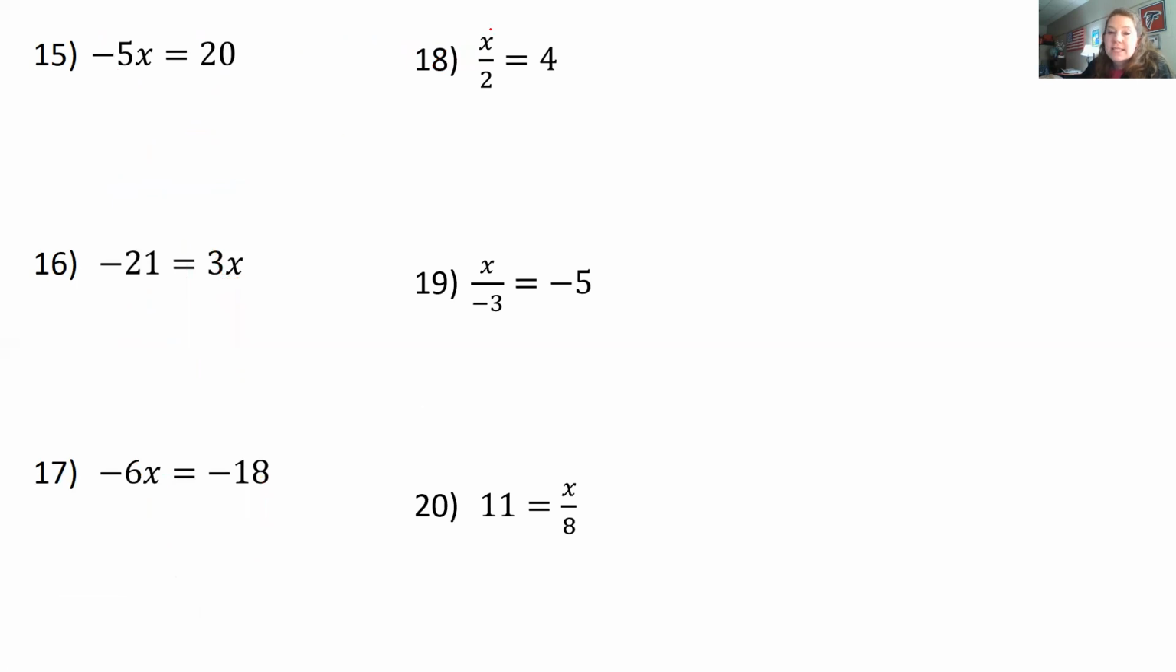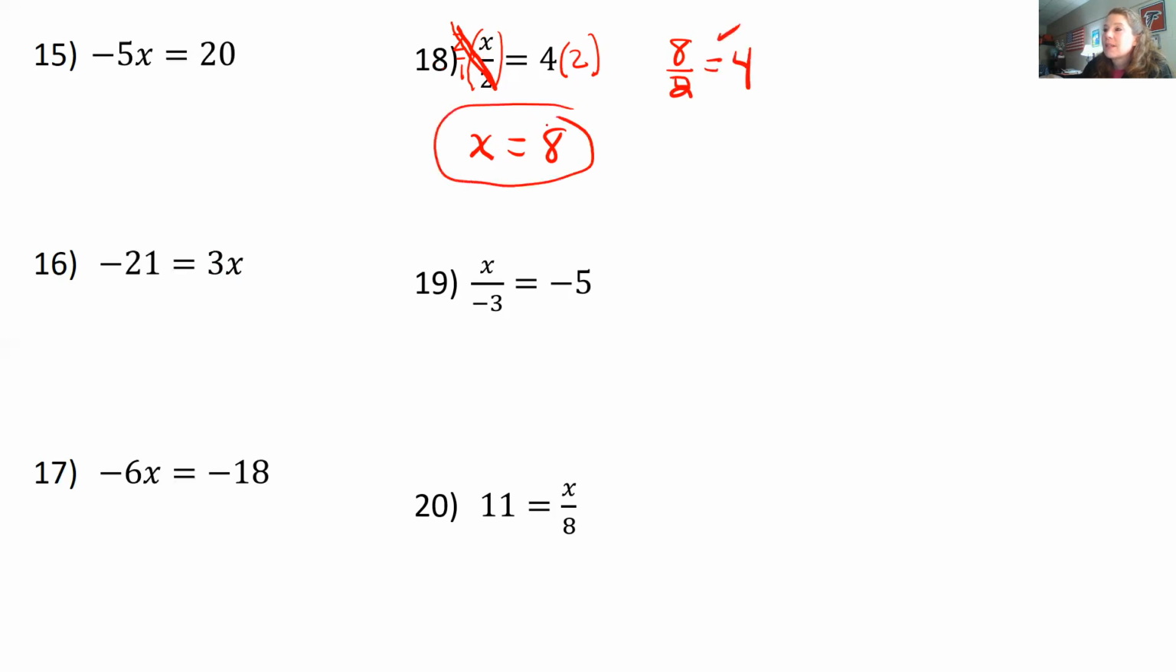Now this says x divided by 2. So what's the opposite of division? Multiplication. So we're going to multiply both sides by 2. Basically this is like 2 over 1 times x. Well, the 2's will cancel. So we would end up with 1x, 1x equals x, and then 4 times 2 is 8. So then if we plug in 8, does 8 divided by 2 equal 4? Yes, it does.